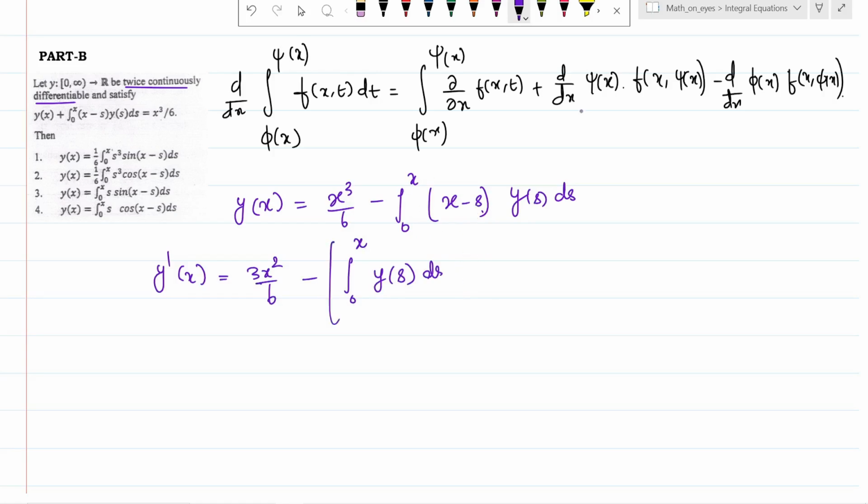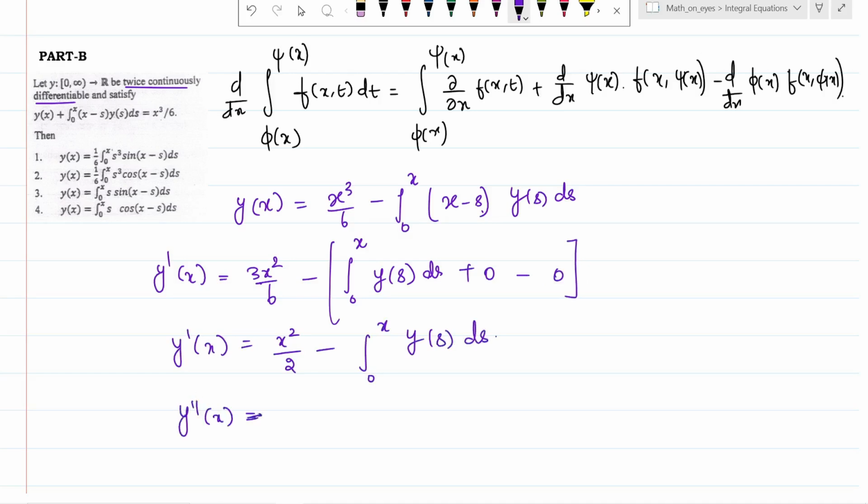Applying the upper limit, when you differentiate x with respect to x, we get 1, and also f of x comma psi of x. So when you apply x minus x, wherever s is present you have to put x. So x minus x will eventually become 0. So this is going to become 0, and this is plus 0 minus your lower limit, which is already 0; when you take the differentiation also, you will get 0. So y dash of x is equal to x squared by 2 minus the integral 0 to x of y of s ds. Now we take differentiation again.